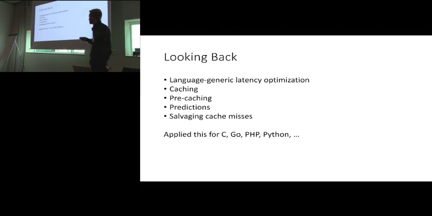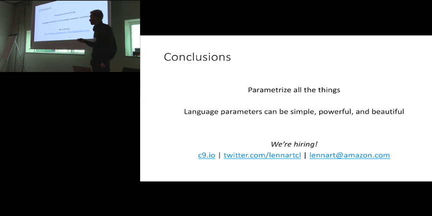So looking back, I showed you a bit about how we can do language generic latency optimization. That's great, but it turns out there's so many things you can do with a little bit of language information, just like a tiny bit, that make it better. And I showed you a bit how that worked. And at Cloud9, we applied this for C, PHP, Go, Python, and a bunch of other languages. So I just want to conclude my talk saying that you need to parameterize all the things. And language parameters can be simple, beautiful, and powerful.